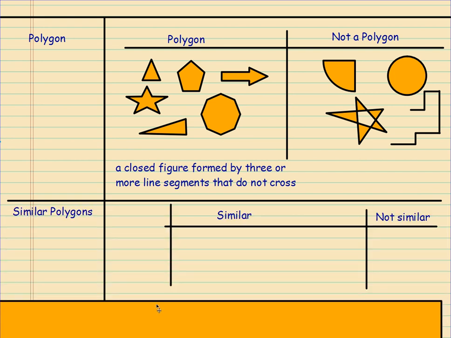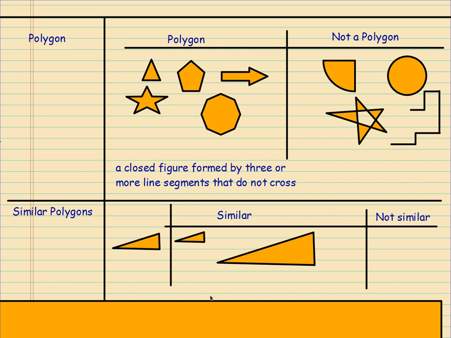Let's go over what similar polygons are now. We know what polygons are, and I'm going to just bring down this polygon over, and we're going to use this. Now a similar polygon, I'm going to copy and paste, is a polygon that basically stretches or shrinks proportionally. So for example, if I shrink it like this, this triangle is similar to this triangle. And let me make another one. If I stretch it like this, these three triangles are similar.